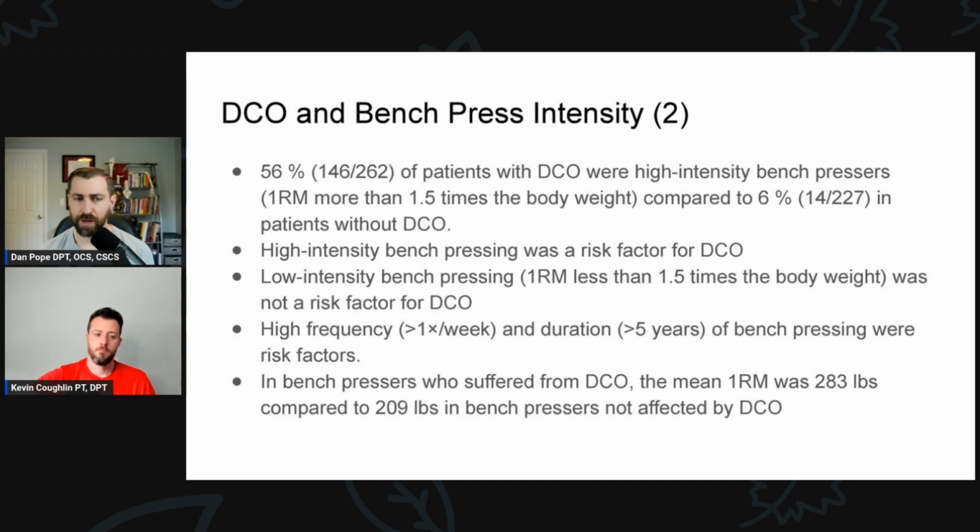So a little bit more about this study so I don't go on more of a tangent. In bench pressers who suffered DCO, the mean 1 rep max was 283 pounds compared to 209 pounds in bench pressers not affected by DCO. So these were not elite bench pressers. You're not looking at 500, 600, 700 pound benches. You're looking at the average meathead in the gym that's fairly successful in the bench press versus folks that aren't as successful.